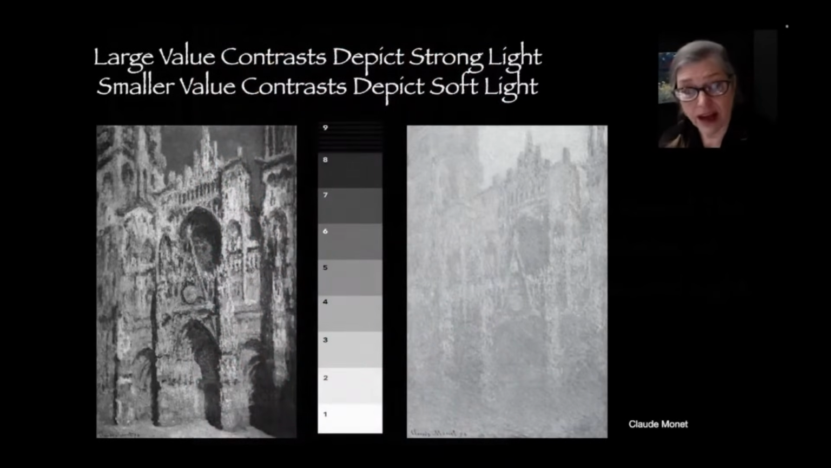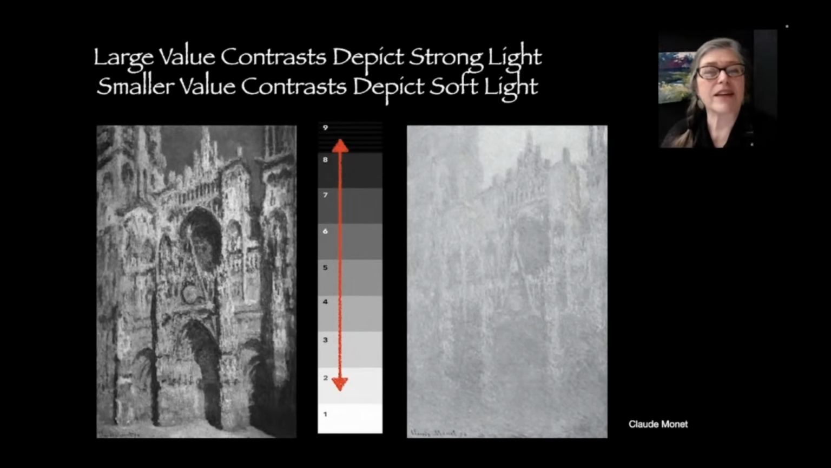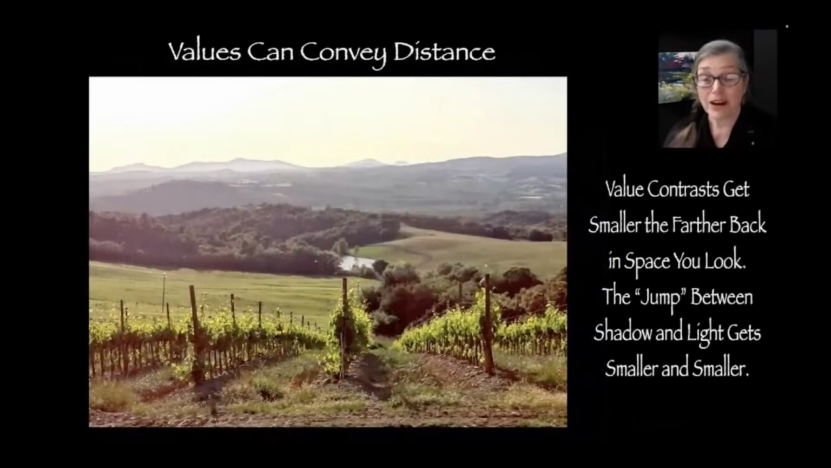When you see large value contrasts, like in this painting of the Rouen Cathedral by Monet, it's got a large value contrast from white to black. That shows us that there is strong light depicted. In this second painting of the same cathedral, it has a very small contrast between light and dark, and that depicts really soft lighting. We can see this when we bring the color back, the emotional impact, but we can also feel the strength of the light with those large value contrasts and the delicacy of the light with those small value contrasts.